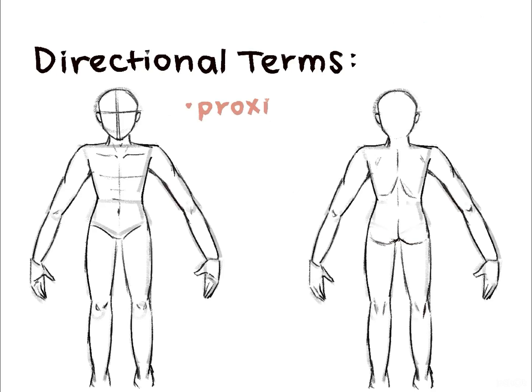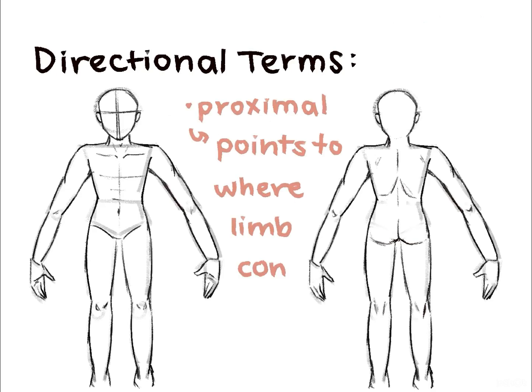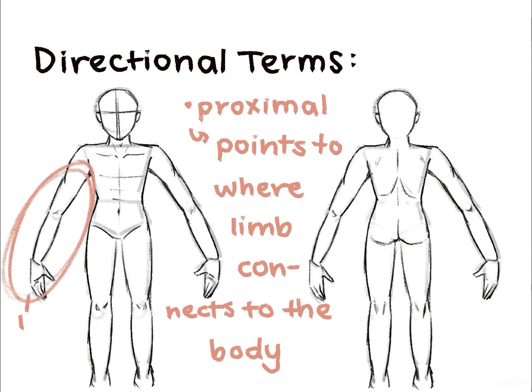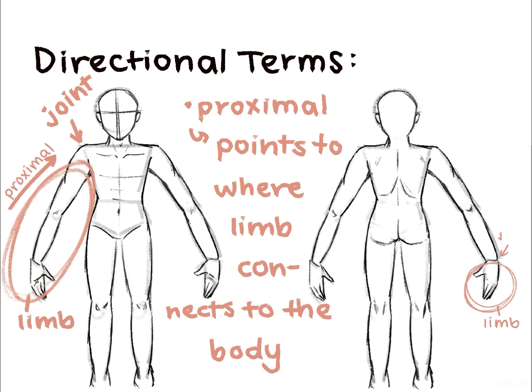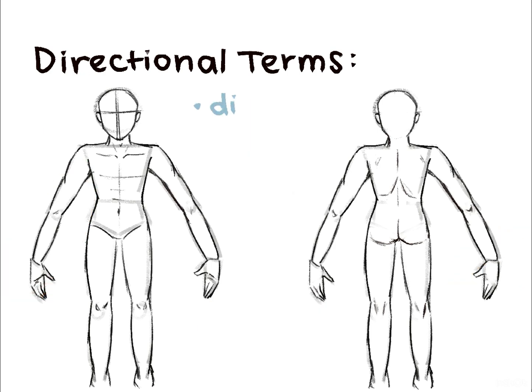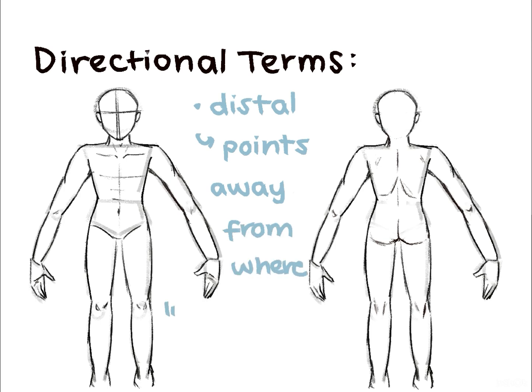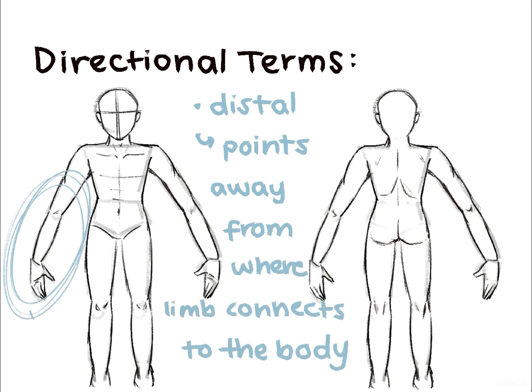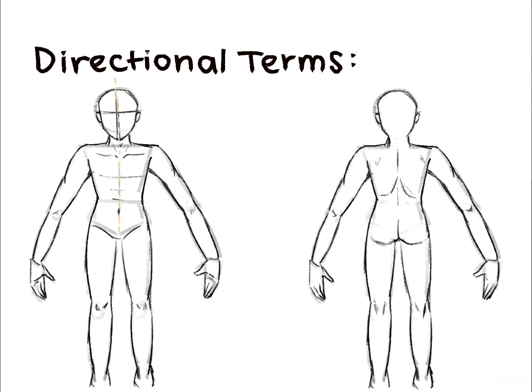Now there are a few directional terms. Proximal means pointing to where the limb connects to the body. So if that is your limb and that is your joint, the arrow is pointing in the proximal direction. Now distal means pointing away from where the limb connects to the body. So likewise, if this is your limb and that is your joint, distal is just pointing away from the joint. So you can see that on the posterior side as well.